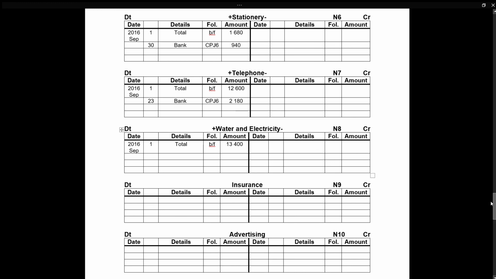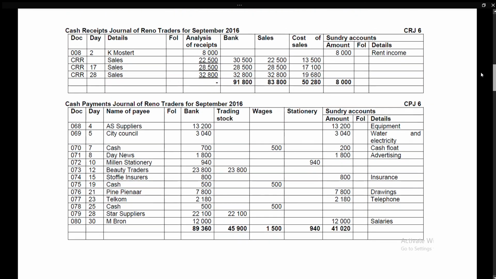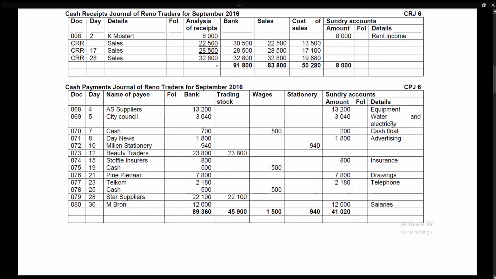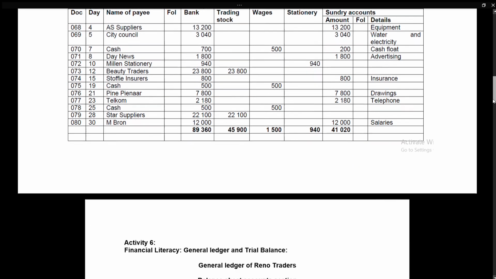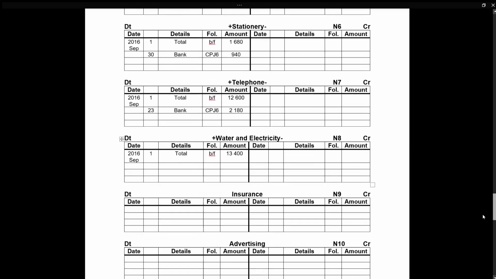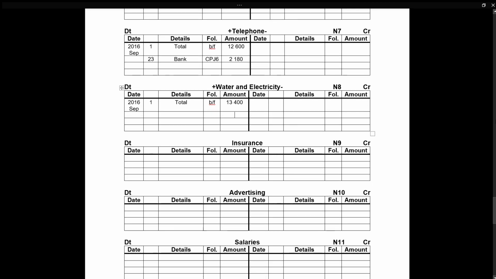Right, let's see if we got another water and electricity bill. Water and electricity right there on the 5th. Right, 3,040 rand on the 5th. Right, so let's go and fill that in. My expenses will increase with 3,040 rand. I got this from my cash payment journal 6. My details will be bank, since I paid cash. This took place on the 5th.